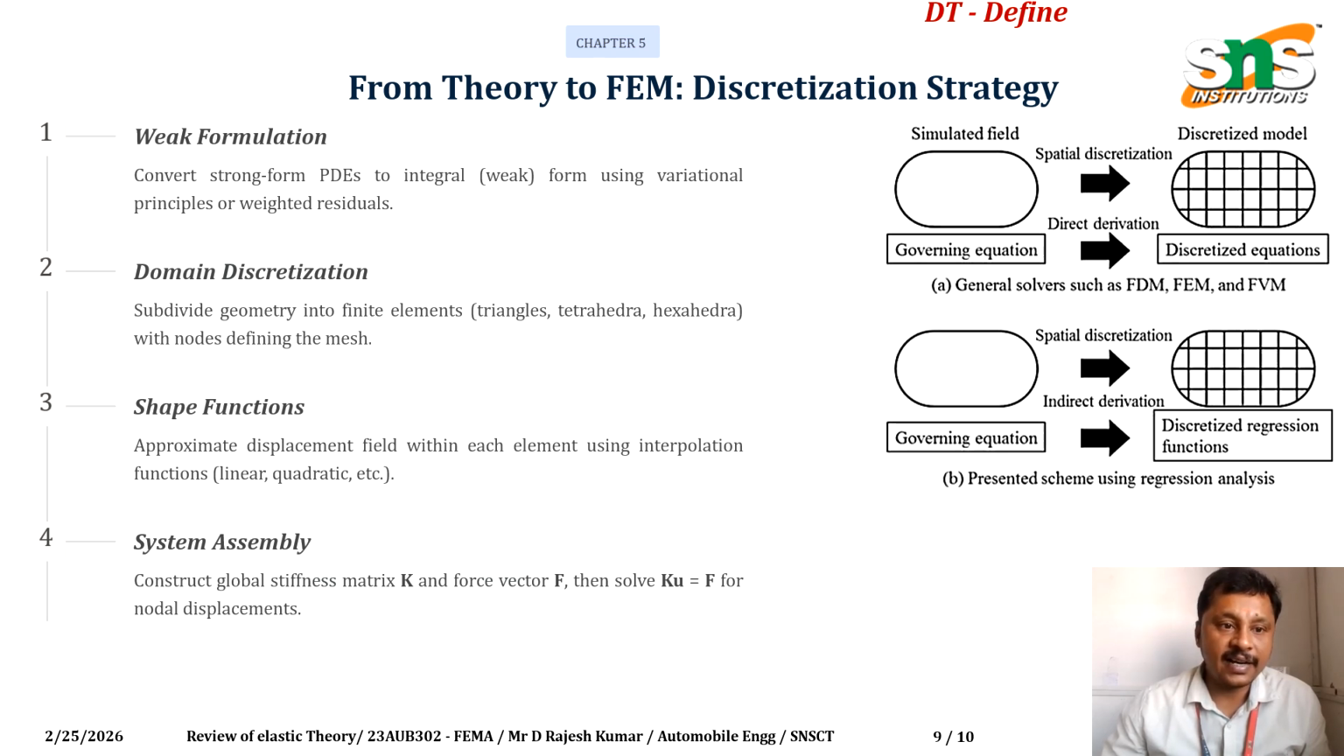It can be a triangle, a tetrahedron, or a hexahedron, creating a mesh. Each element is connected by nodes. Nodes are nothing but the junction points. Step number 3 is the shape function. It approximates the displacement field within each element using interpolation functions. These can be linear, quadratic or higher order polynomials. Then the last step is the assembly: constructing the global stiffness matrix K and force vector F, then solving the fundamental FEM equation, F equals K times U.